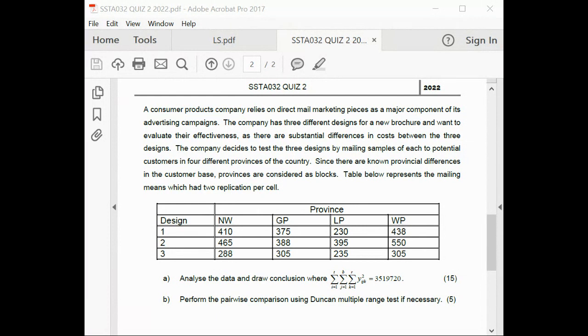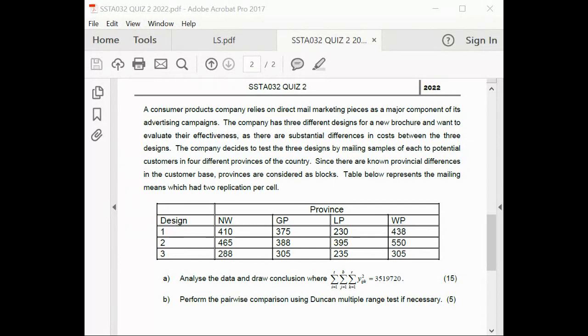Because when you look at this problem, you may think this is a CRD or a randomized block design, or maybe because you knew that you are writing about chapter 3, you may assume this is a randomized block design problem. But when you read the given information here, it says the opposite.